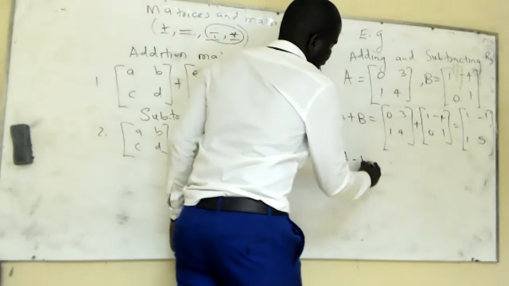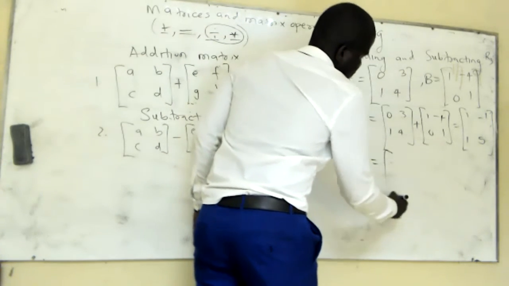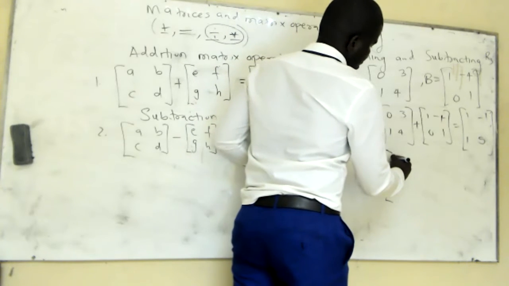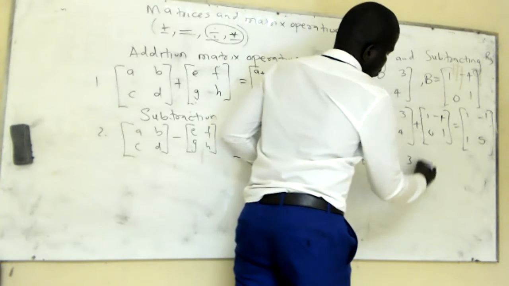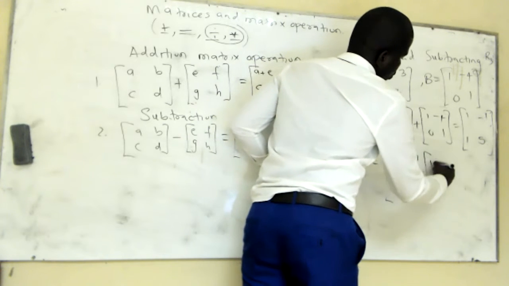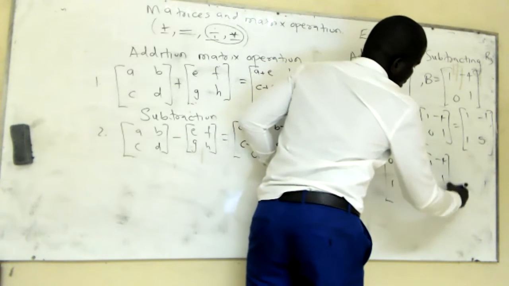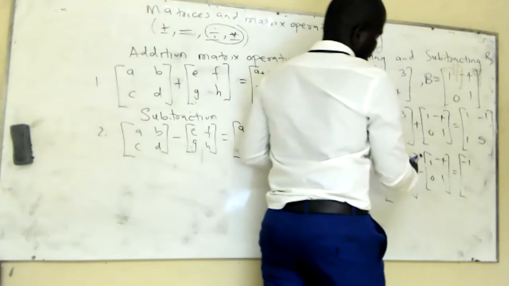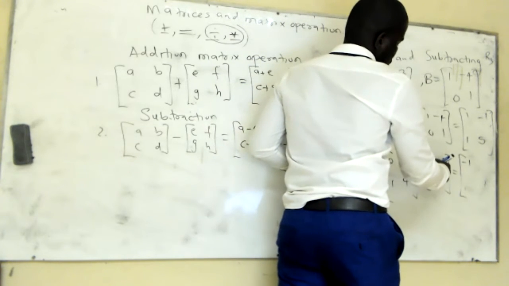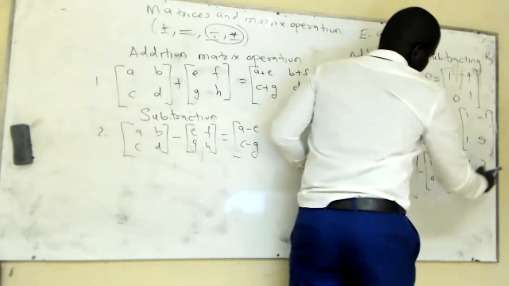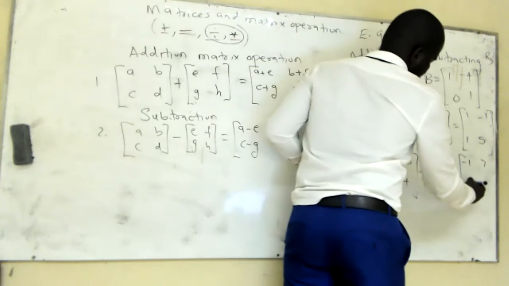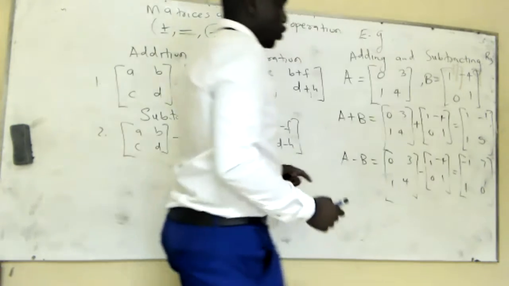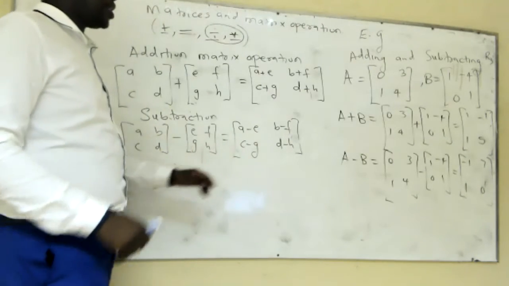And then for the subtraction, A minus B. A minus B is 0, 3, 1, 4 minus 1, -4, 0, 1, of which is going to be 0 minus 1, which is -1. 3 minus -4, so it's going to be 7. And then 1 minus 0 is going to be 1. 4 minus 1 is going to be 3. And that is what you get under the subtraction.